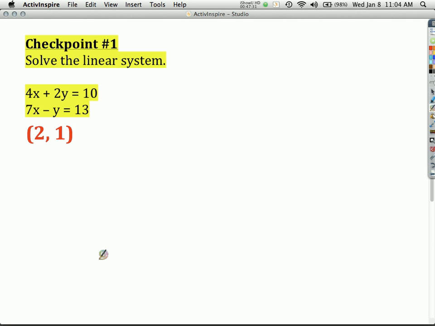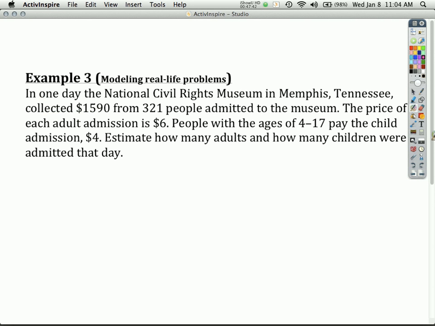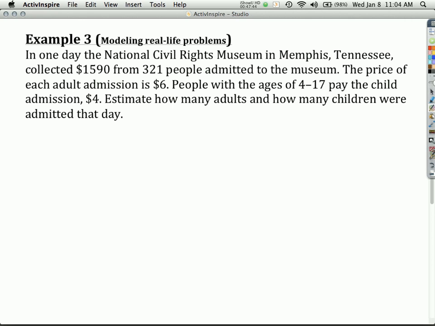So, if you got it, great. If you didn't, that's okay. It's the first time you try it on your own, so you're going to have a lot more chances. So now we're going to apply the idea to a real-world scenario. So write example 3, read example 3, but you do not have to copy it down. Read it to yourself.